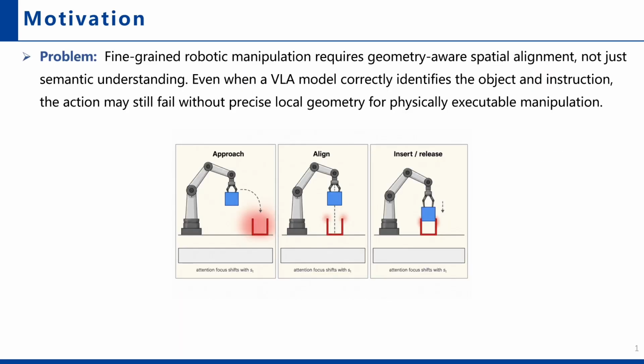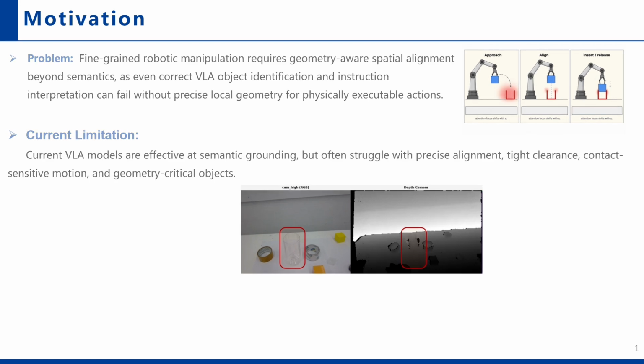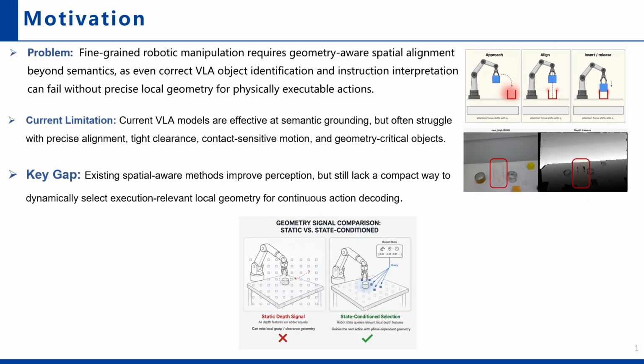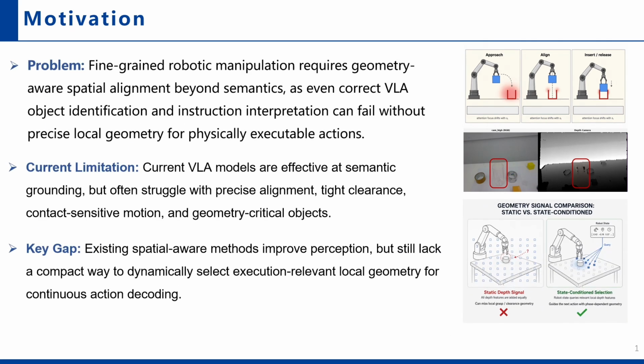During execution, the policy should attend to local regions such as the container boundary, held object, gripper, and action area. Fine-grained manipulation requires geometry-aware spatial alignment beyond semantics. During approach, alignment, and insert or release, the task-relevant region shifts with the robot state. This is especially challenging for transparent or annular objects, where RGB may preserve object boundaries but measured depth can be missing. The key gap is dynamic selection. Continuous action decoding needs a compact way to select execution-relevant local geometry as manipulation progresses.